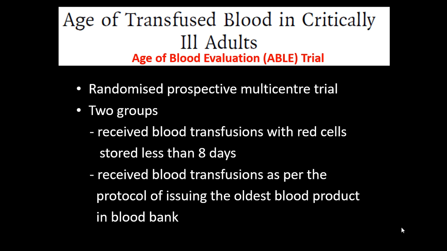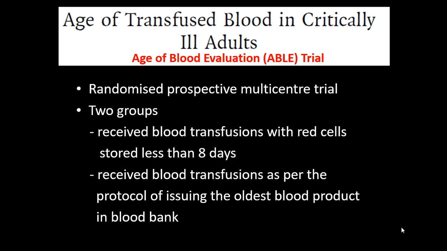Now the other two trials are about what should be the age of the transfusion. The normal standard blood bank protocol is give the oldest blood, right, which is the oldest in the blood bank will be given first to you, so that age is always maintained. So they looked at what should be the age of the transfused blood in critically ill patients, and this is called the ABLE trial.